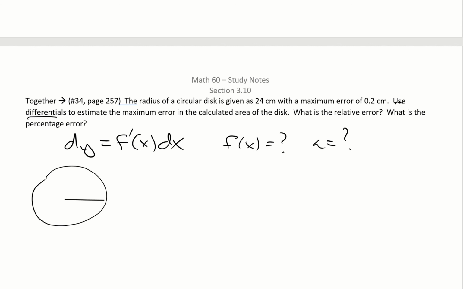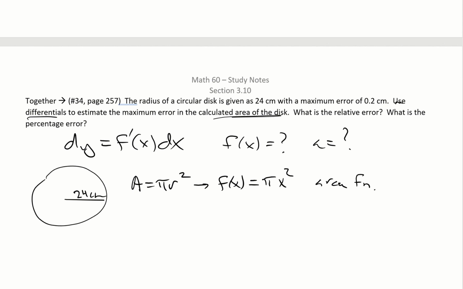It's a circular disc with a radius that's 24 centimeters, and they're interested in the area. Well, that's easy. I know the area of a circle is pi r squared. That's a nice function. If you want x in there, you can say f of x is pi x squared. That's the area function. And guess what? a is 24, right there. So we'll fit it in.